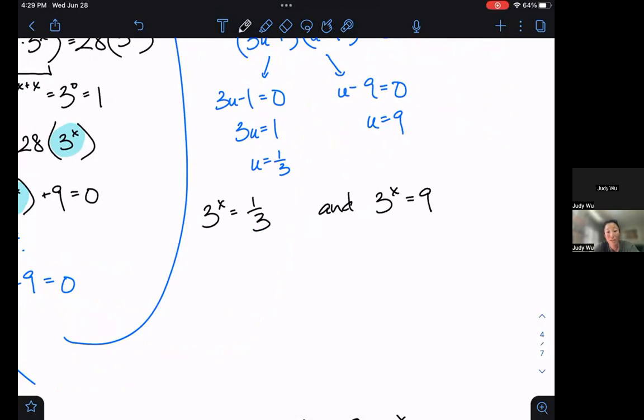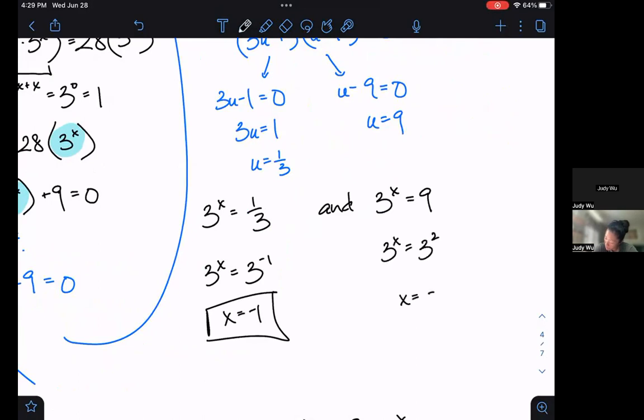Now these we can actually do without using the log form because these are secretly ones that have the same base. So 1/3 is 3 to the negative 1, which means x equals negative 1. And then over here, same thing, 3 to the x equals 3 squared, so x equals 2.